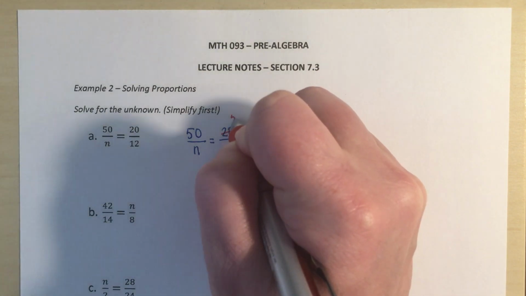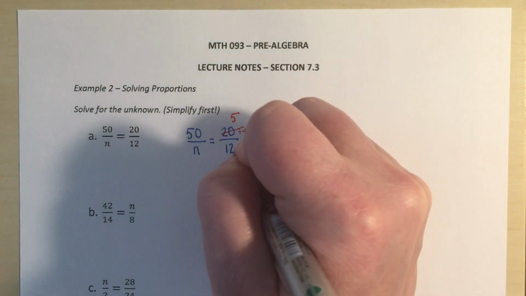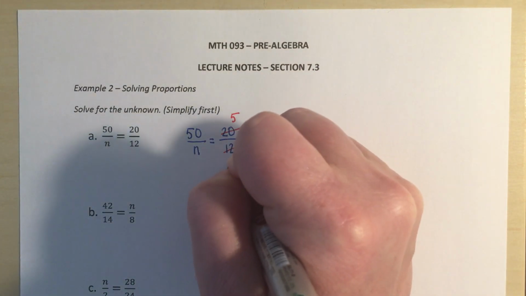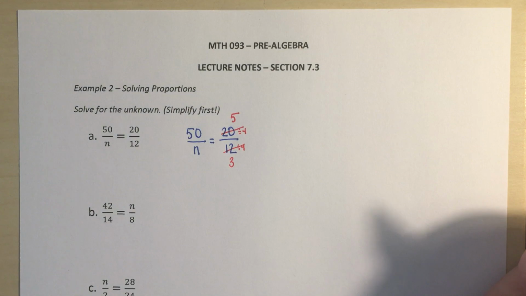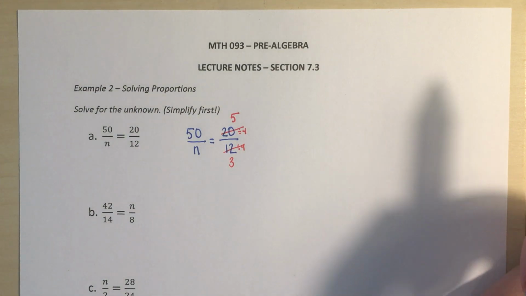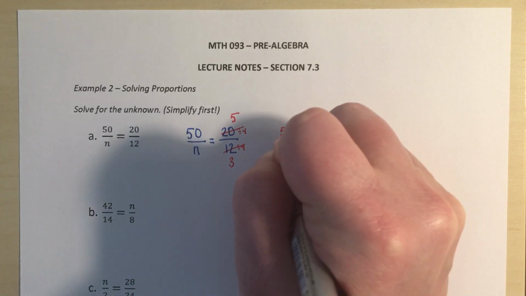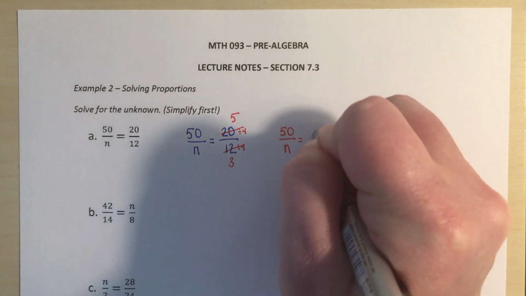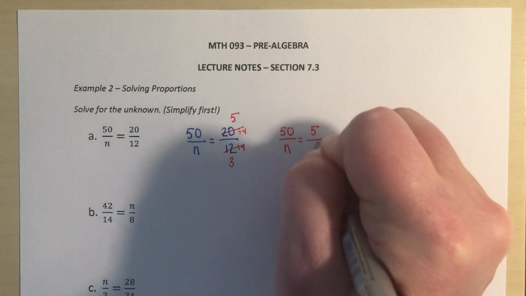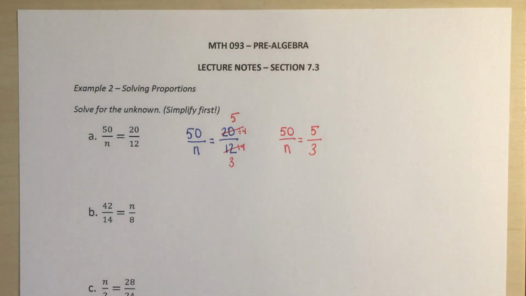20 divided by 4 is going to give us a 5. 12 divided by 4 is going to leave us with a 3. So what we're really going to solve is the proportion 50 over n equals 5 over 3. Reducing our numbers at the beginning just makes our arithmetic a little bit nicer.